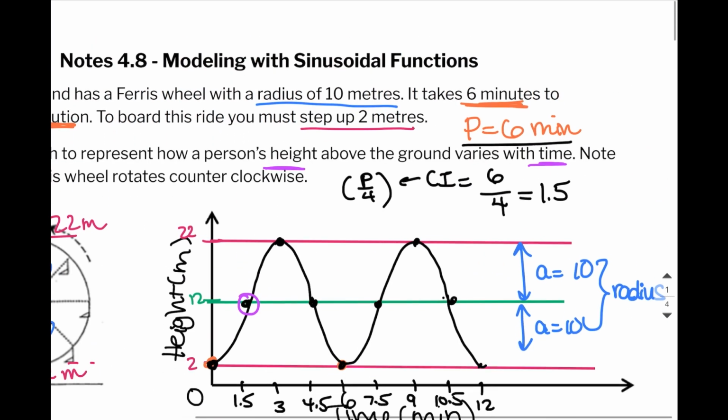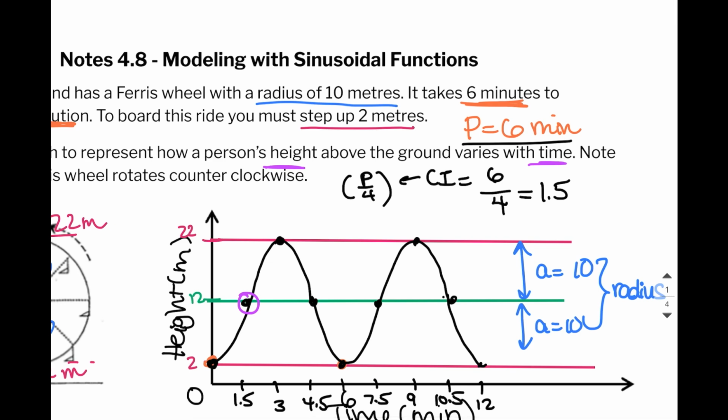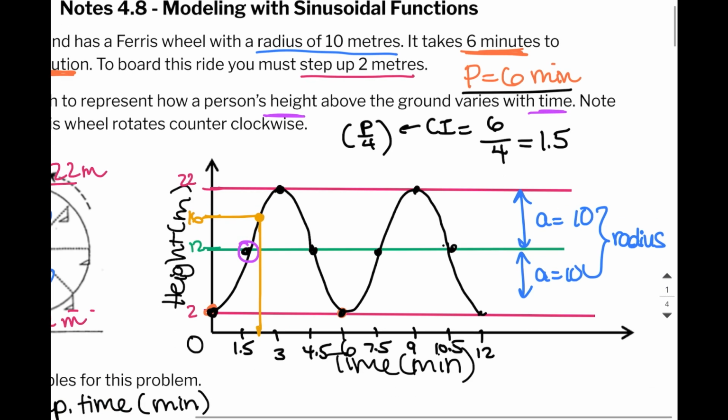Now, let's take a look at our graph and see if that makes sense. So if it has a height of 16 meters, if you take a look right here, this height of 16 meters is going to occur at approximately 1.89 minutes. That should make sense to you. The question's asking us to determine when within the first 6 minutes, this entire time that we have right here, is the Ferris wheel going to have a height of 16 meters? So we have a second answer right here at this point as well.